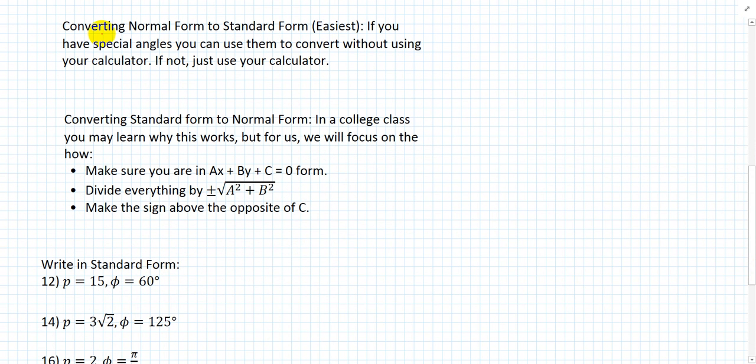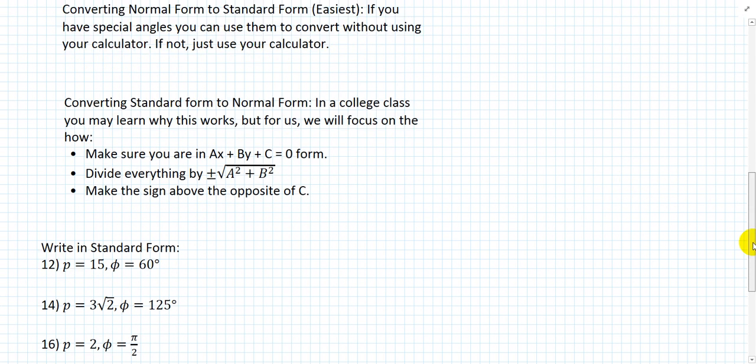In this chapter, we're going to be converting normal form to standard form and converting standard form to normal form. Here you just use your calculator or your special triangles, and we'll get to that. I'll show you how that works. Going from standard form to normal form is a little bit tricky, but it's an easy pattern that I'll show you as we go through. You could come back and review this on our step 3s when we do it.